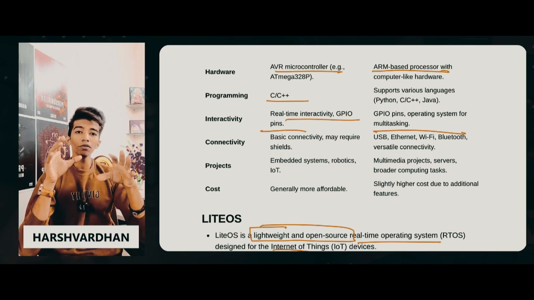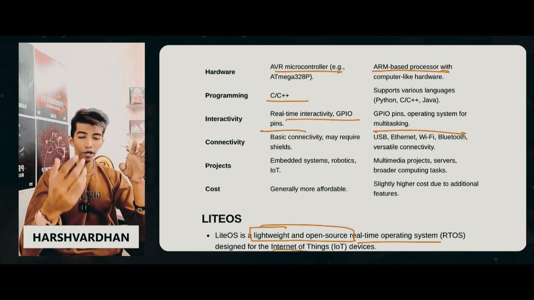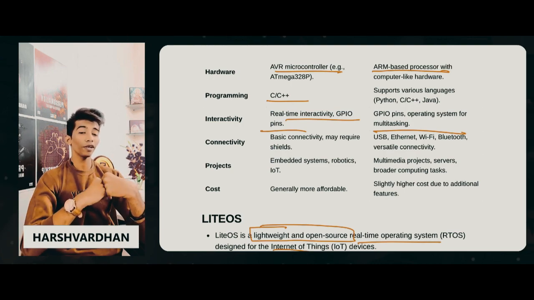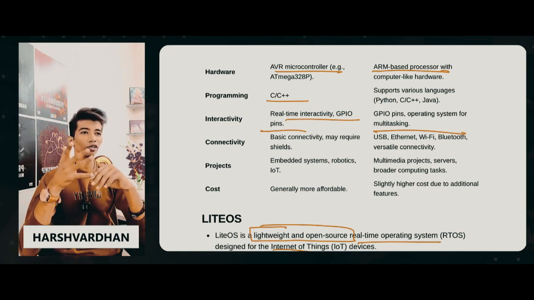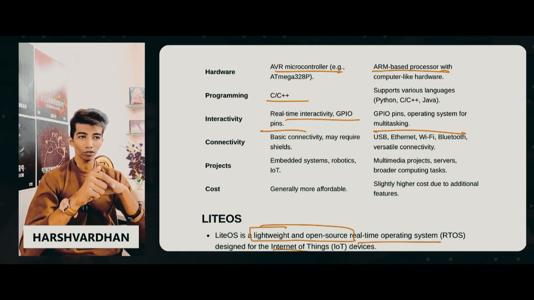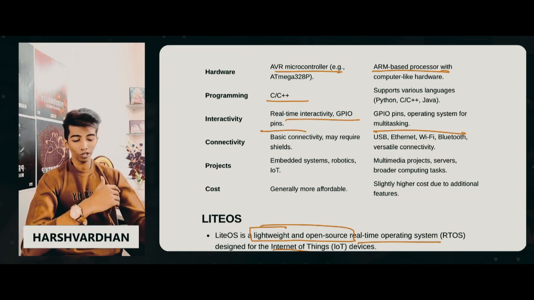Generally when you talk about Arduino, it is more affordable or cheap, whereas Raspberry Pi is very high in cost. Its cost starts from around 5,000. Arduino is very much cheap, Raspberry Pi very much costlier, right?